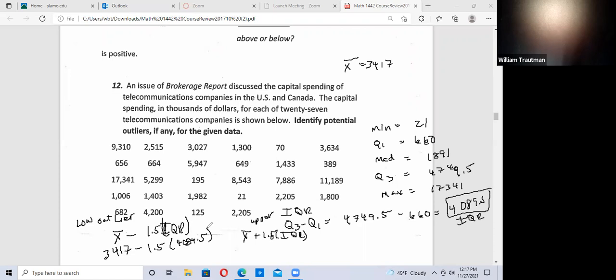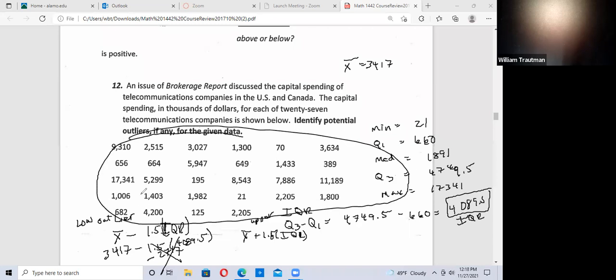Okay, let's put that in our calculator. 3417 minus 1.5 times 4089.5. If you do that, you get this negative number, negative 2717. That means, because we don't have any negative numbers here, there's no lower outlier. There is no lower outlier.